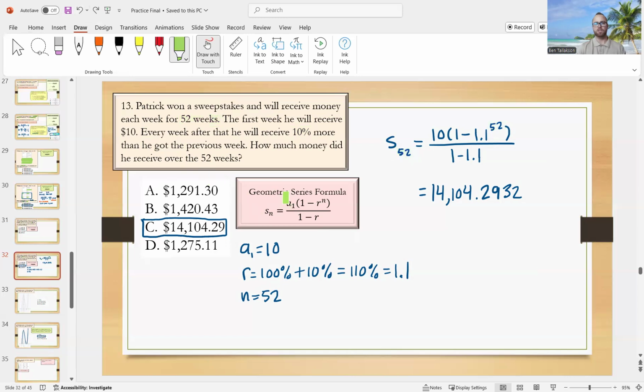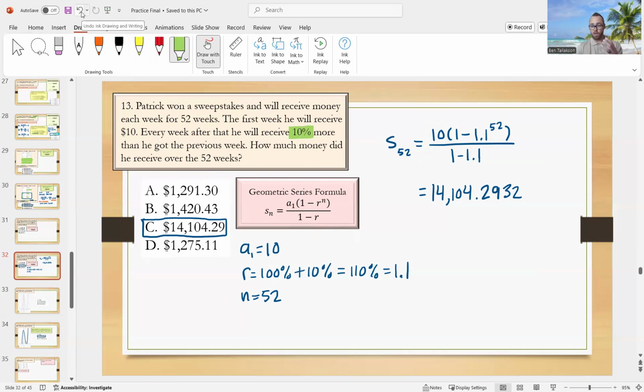Then what else do we need? A sub 1. Remember, A sub 1 is the first value they give you, $10. Goes right there. The ones are always there. The minus is always there, but we need to put in R. R, remember, is not just 10% as a decimal.